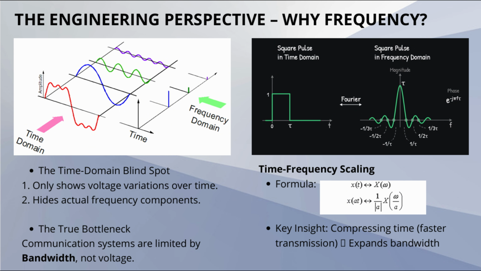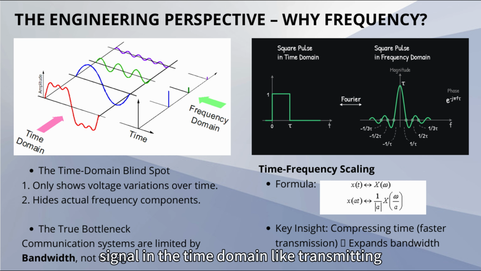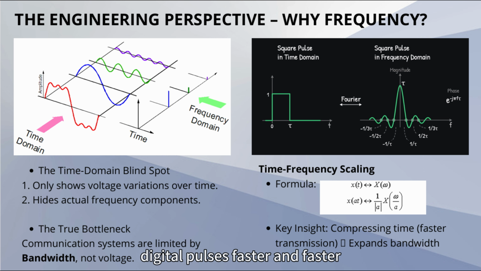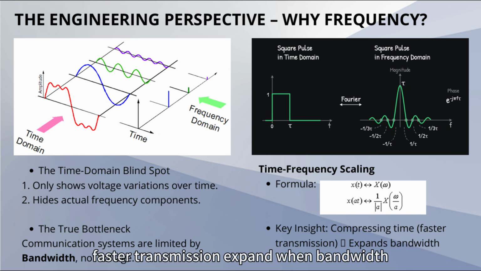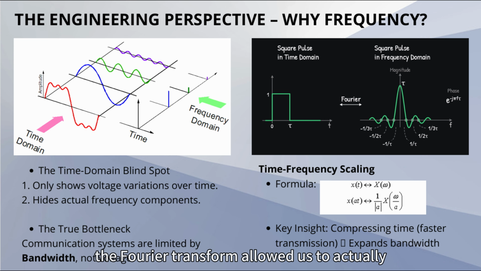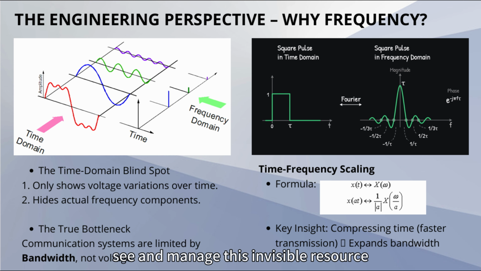This brings us to a crucial mathematical property, time-frequency scaling. The math tells us that if you compress a signal in the time domain, like transmitting digital pulses faster and faster, it expands in the frequency domain. In other words, faster transmission expands bandwidth. The Fourier transform allows us to actually see and manage this invisible resource.